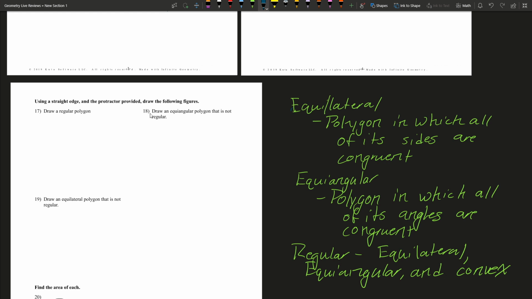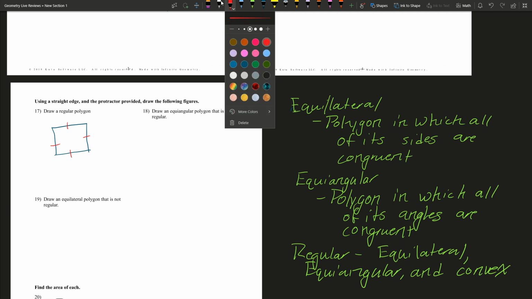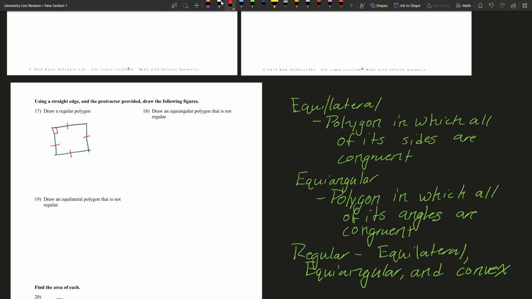Alright, so a regular polygon, the easiest one to draw is a square. Mine's not going to be perfect. I have no way to draw angles or any ruler near me. So regular polygon, I always think square. I'm pretending that each of these sides are congruent, and we can mark that like so. A regular polygon also has congruent angles, so all of these angles would have the same measure.